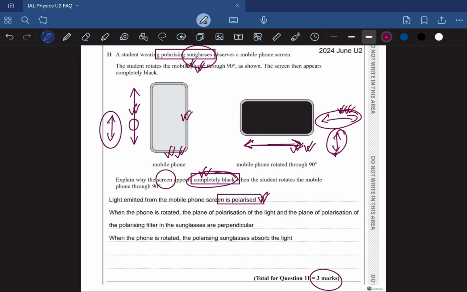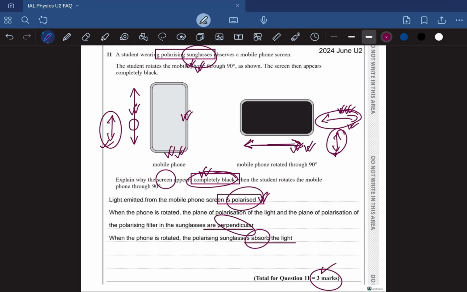The second point says when the phone is rotated, the plane of polarization of the light and the plane of polarization of the polarizing filter in the sunglass are perpendicular. Yes, it was vertical and here it is horizontal, so both of them are perpendicular. When the phone is rotated, the polarizing sunglass absorbs the light. This absorb is a keyword that you will have to understand. This perpendicular is a keyword as well, and this polarized is a keyword as well.